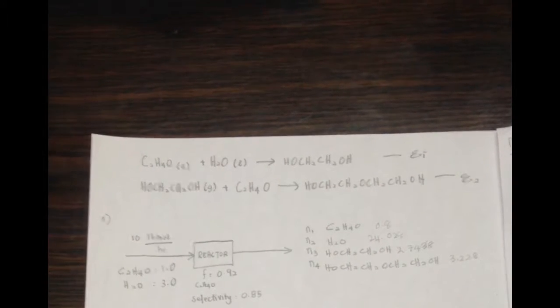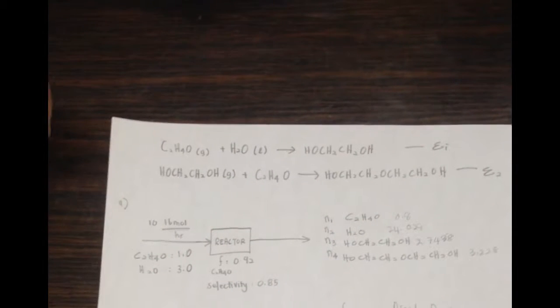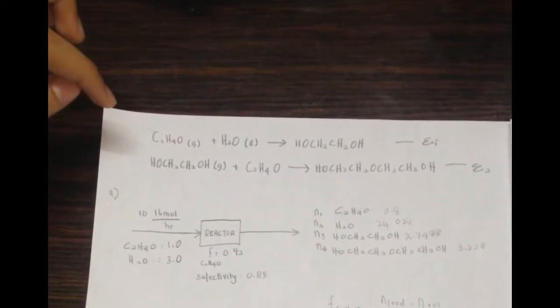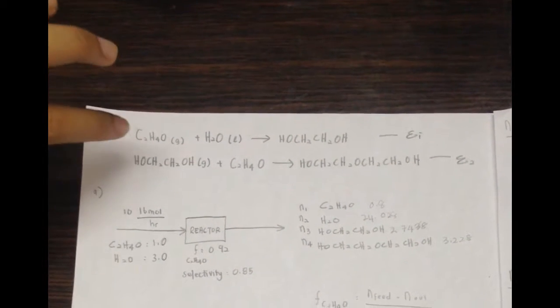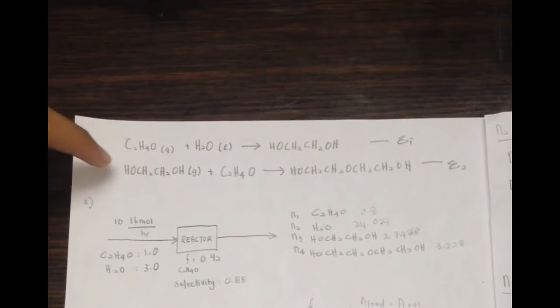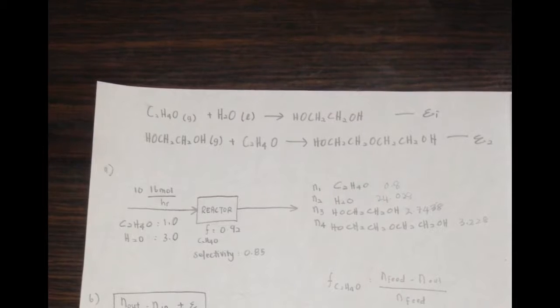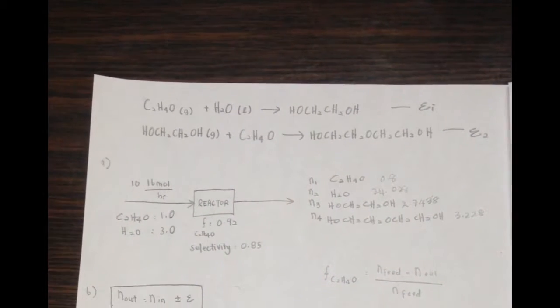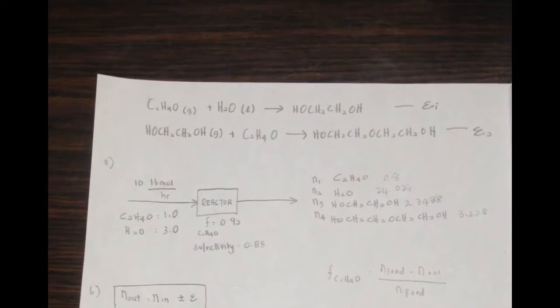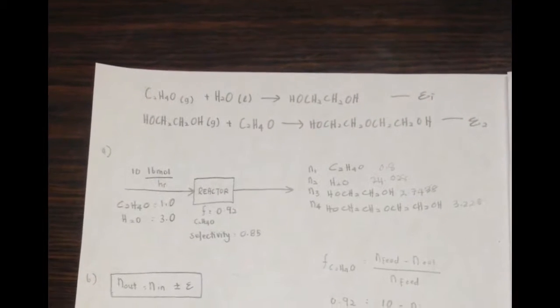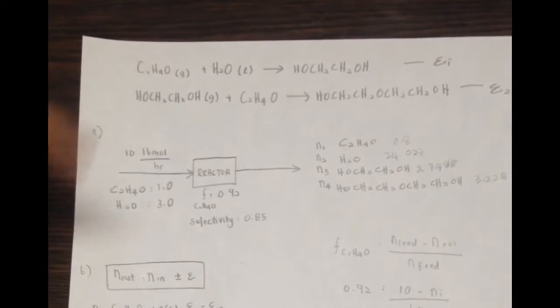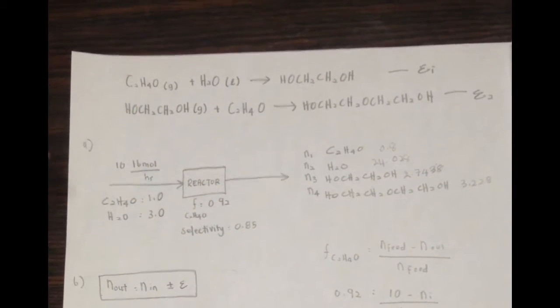For this question, we have two equations. The first equation is chi1 and the second equation is chi2. And for this question, we need to solve three things: A, B, and C. For the A part, we need to draw and label a flowchart of the process. So this is the flowchart of the process.